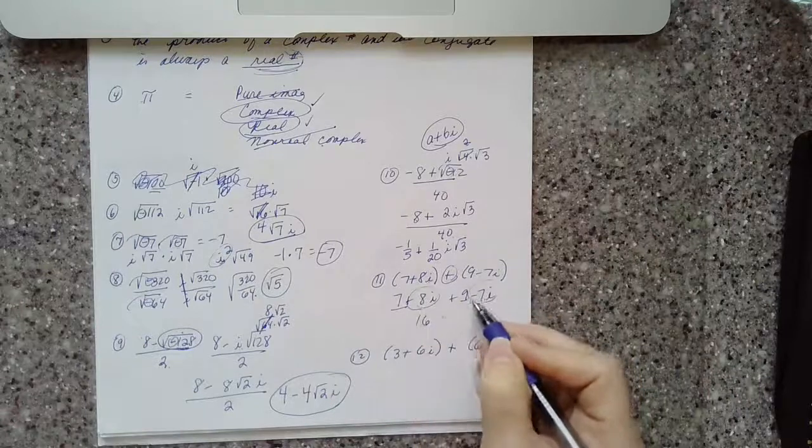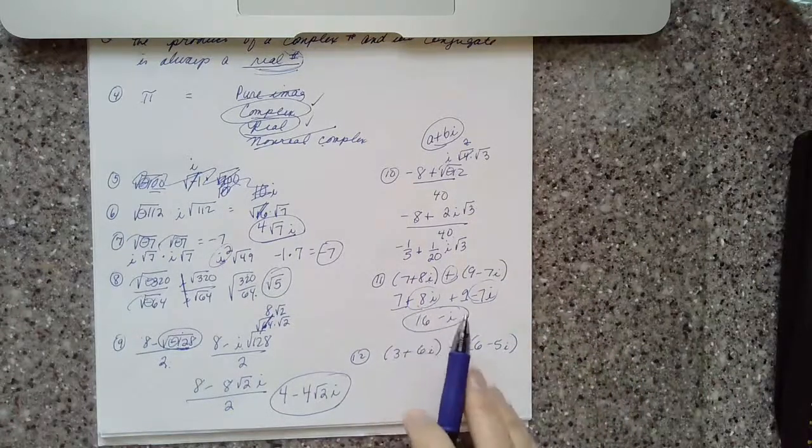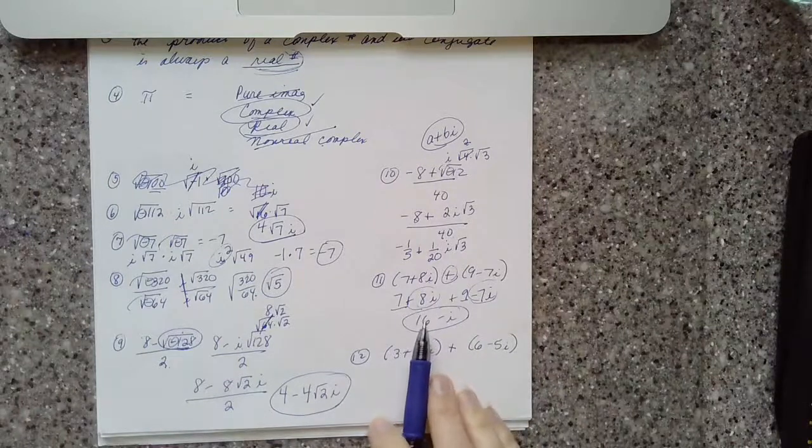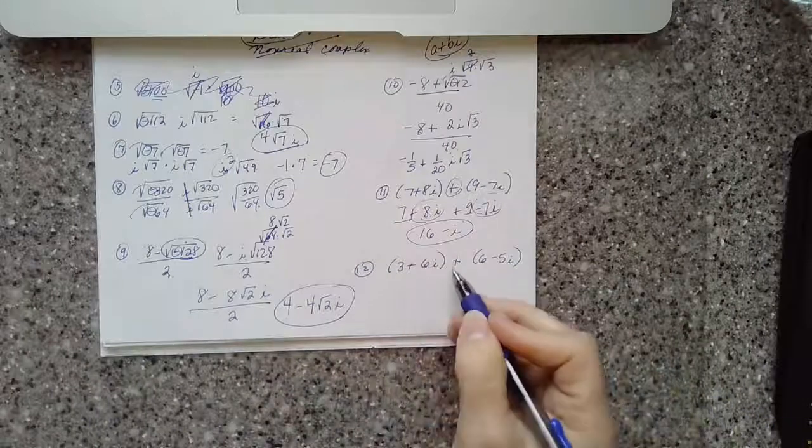All right, one more like that. It's very similar. It's an addition. So 3 and 6 is 9. And then 6i, positive 6i, and minus 5i is positive 1i, or just i. So 9 plus i for that example.